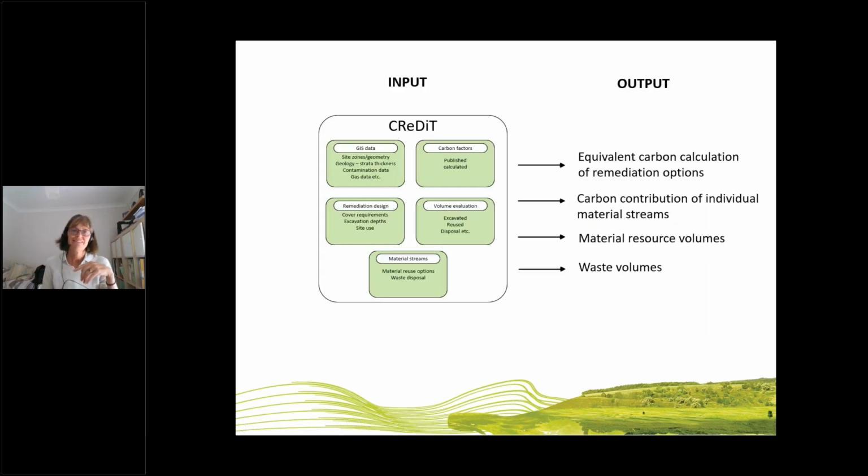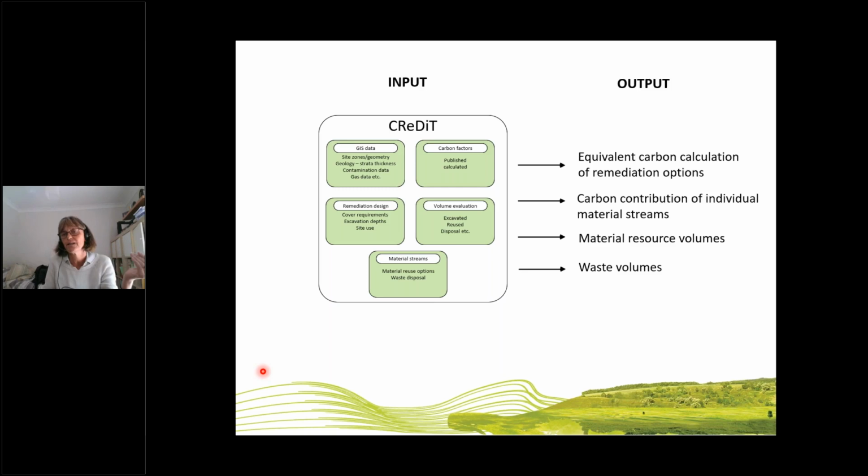There we go, eventually. Right, so actually, what CReDiT really does is effectively it takes in what we get from site data. I get it from GIS of our geology, our contamination, and we have perhaps a potential remediation design that someone's come up with, and that is combined with these material streams, carbon factors and volumes. What I get out of this is my equivalent carbon calculation, which is great. That's what we were aiming for.